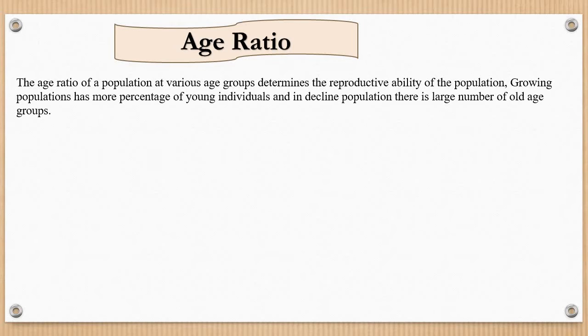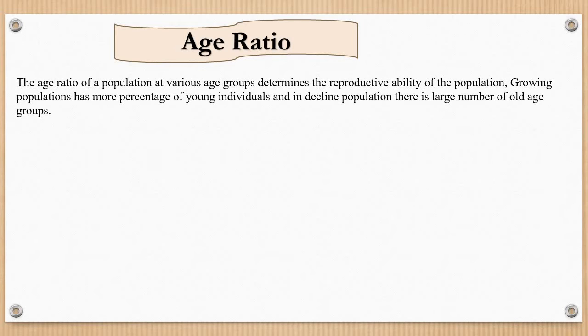What is the age wise variation? Pre-reproductive age, that is you can say childhood or teenage, then reproductive age, that is adult age, and then post-reproductive age, nothing but the old age, right? So this age wise differentiation is there in most of the species, that is known to everybody, right?